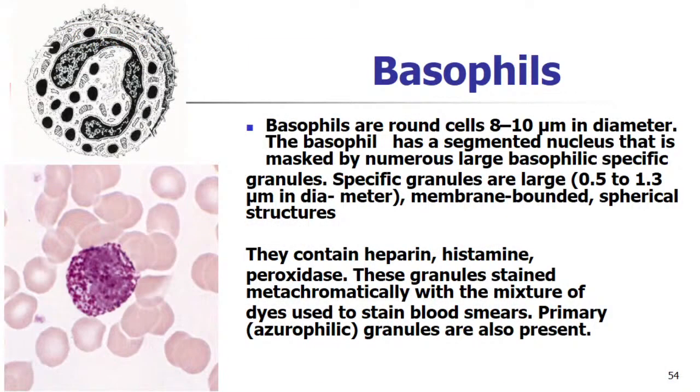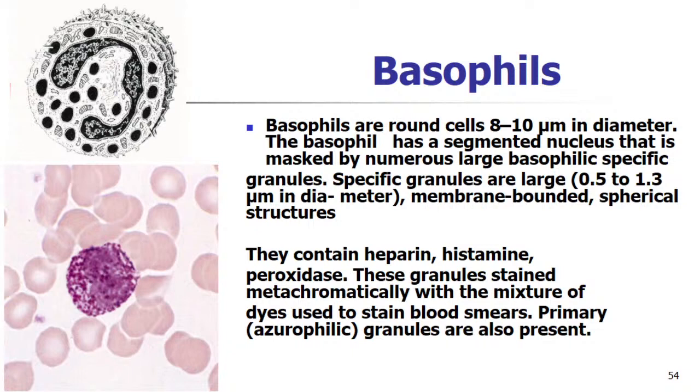Basophils. Basophils are round cells around 8 to 10 micrometers in diameter. The basophil has a segmented nucleus that is masked by numerous large basophilic granules. Very often the nucleus is not visible. The specific granules are large, 0.5 to 1.3 micrometers in diameter, and are membrane-bound spherical structures. They contain heparin, histamine, and peroxidase. Histamine is a vasodilator and provides the leakage of plasma outside the vessels.